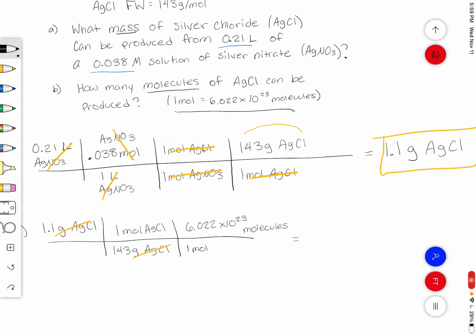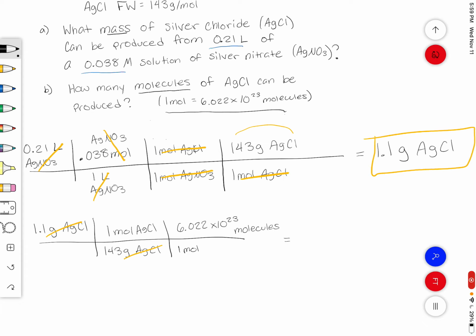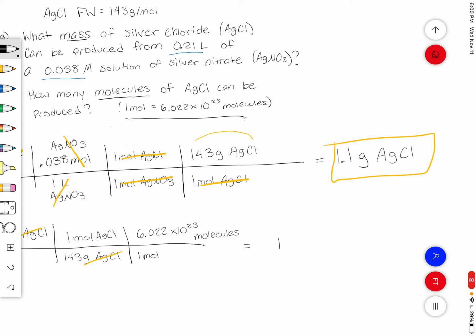And just get my calculator out. So we've got 1.1 times 6.022 times 10 to the 23rd. That's multiplying all the way across the top and now dividing by everything on the bottom. So 143 times 1 on the bottom. You should get your final answer as 4.63 times 10 to the 21st molecules of AgCl.